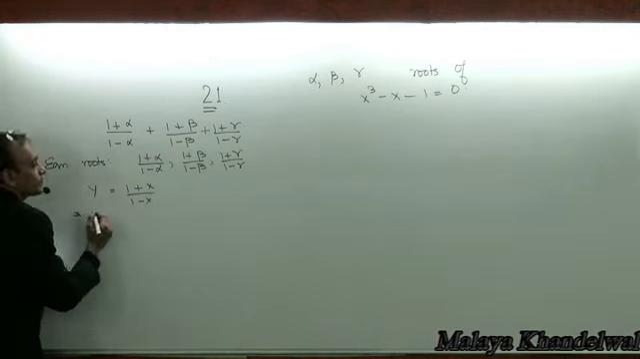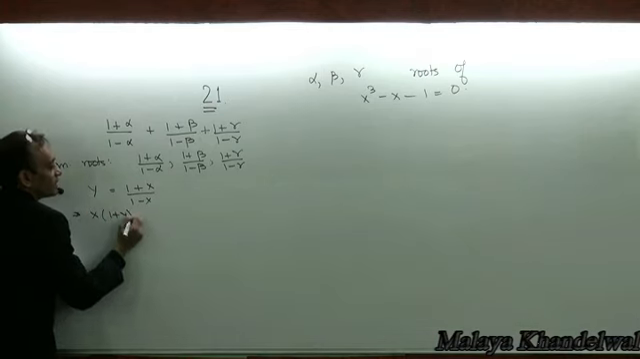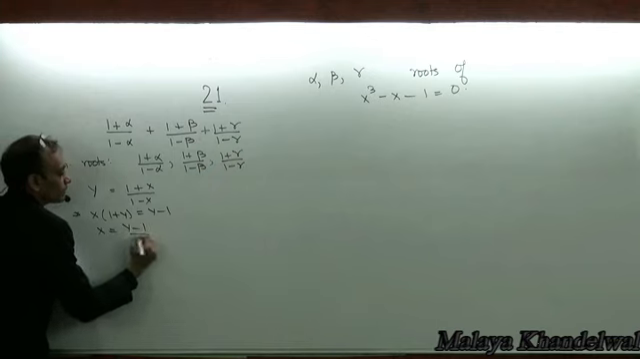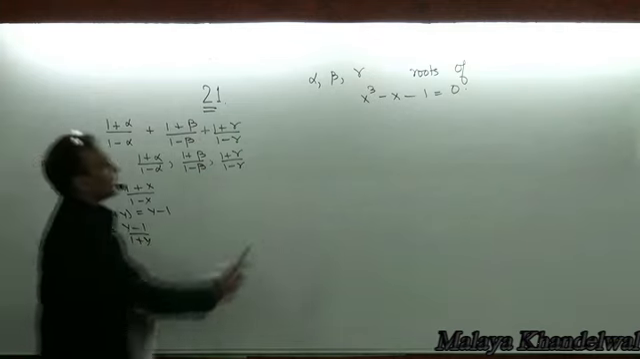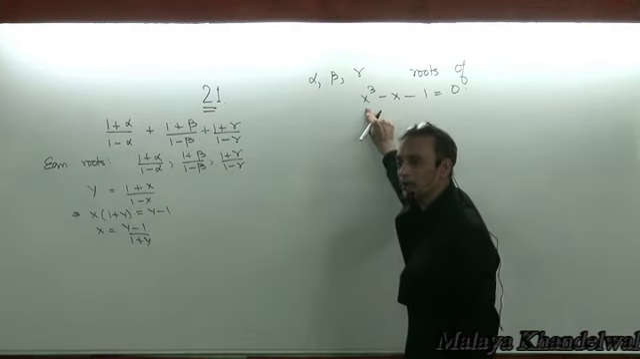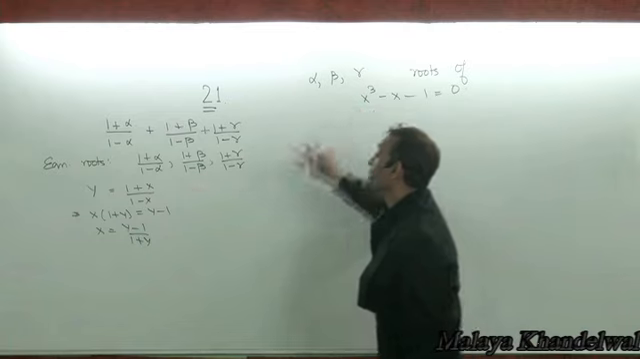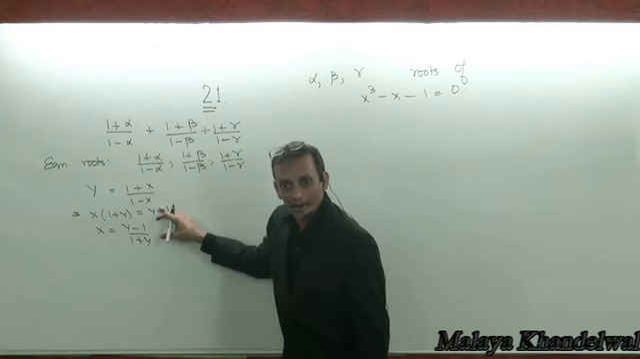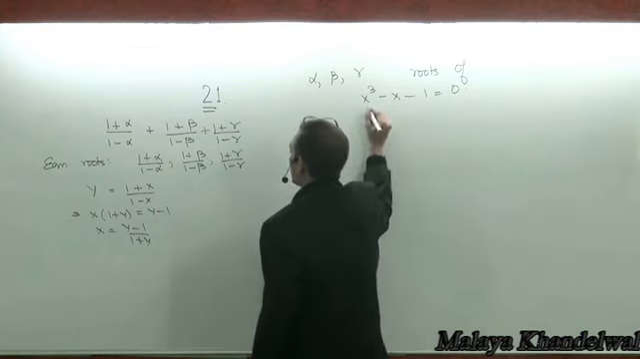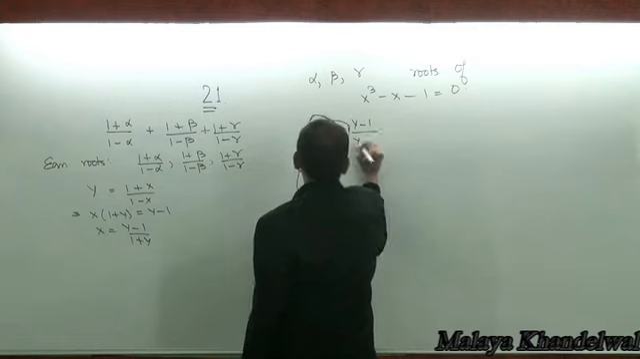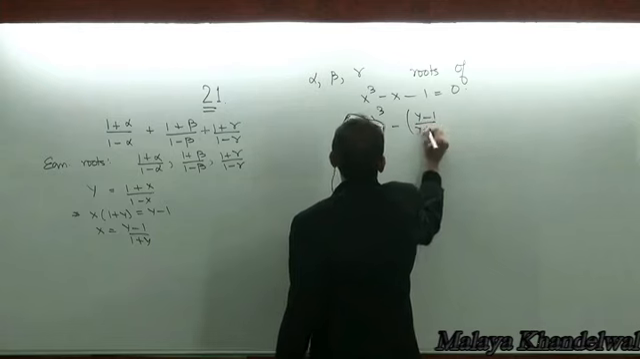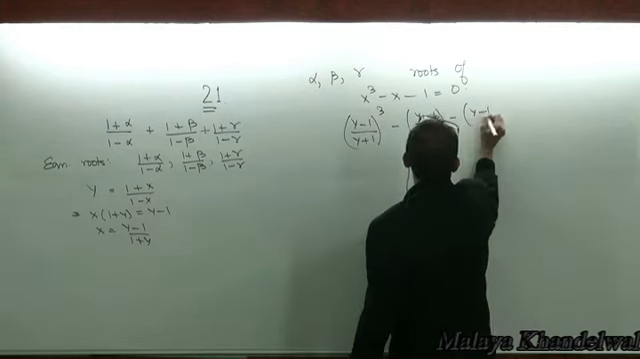So this is like saying x into 1 plus y is y minus 1. X therefore is y minus 1 by 1 plus y. Let me plug in x equal to y minus 1 by 1 plus y. Then the roots of this would be the different values of y obtained for x equal to alpha, x equal to beta, and x equal to gamma. So then this would be x cubed, which is y minus 1 by y plus 1 whole cubed, minus y minus 1 by y plus 1 minus 1 equal to 0.